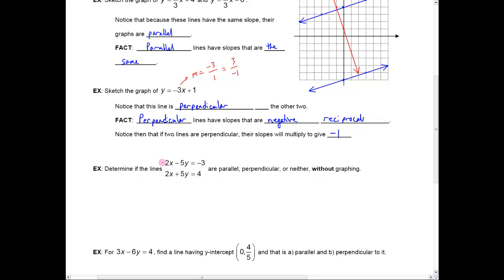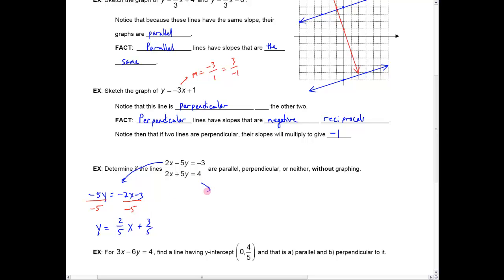So what I can do is I can go ahead and find the slope of this line, and remember that if I write it in slope-intercept form, then I can just look at the coefficient of x. So let's go ahead and solve this for y. I'd get -5y is equal to -2x minus 3, and let's divide both sides by -5. So I'm going to get y is equal to 2/5 x, right? The -2x over the -5, the negatives cancel, I get 2/5 x plus 3/5. So in this case, I know the slope of this line is 2/5.